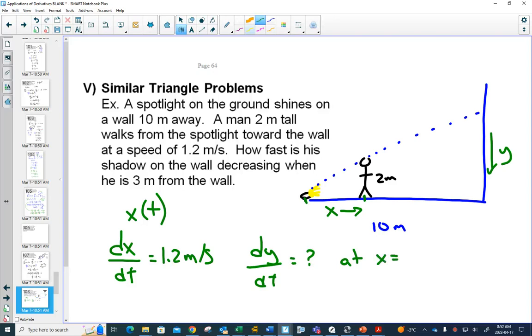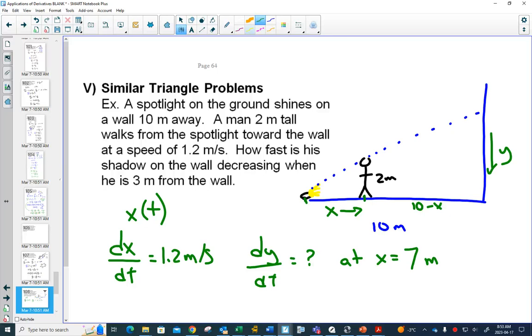at x equals, and this is where we have to be a little bit careful. How fast is the shadow on the wall decreasing when he is 3 meters from the wall? x won't be 3. x will be 7. Because if this is x, does it make sense that this section over here would be 10 minus x? And so we're trying to find it when x is equal to 7.